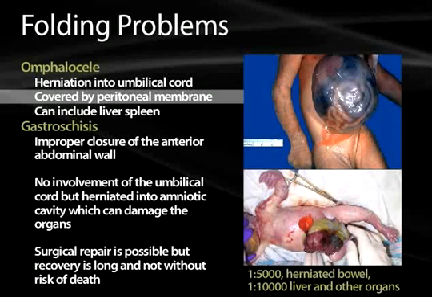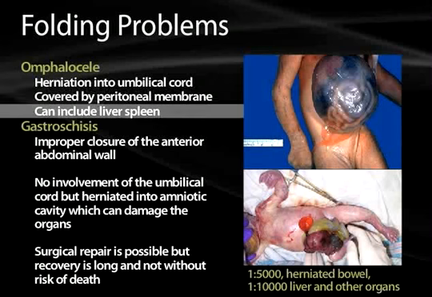The worse the developmental closure failure is, the more organs that can be in this space, which will include liver and spleen. If you look at the herniations of these, the regular bowel herniation would be 1 in 5,000, but the more rare liver and other organs being enclosed in this would be much rarer at 1 in 10,000.